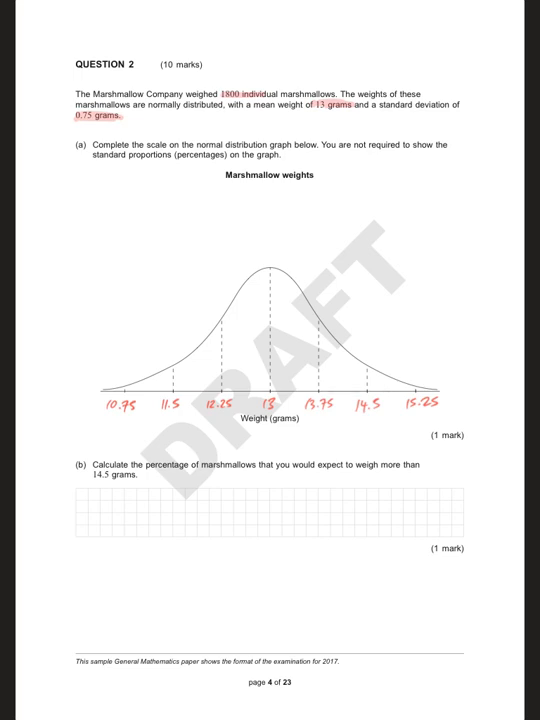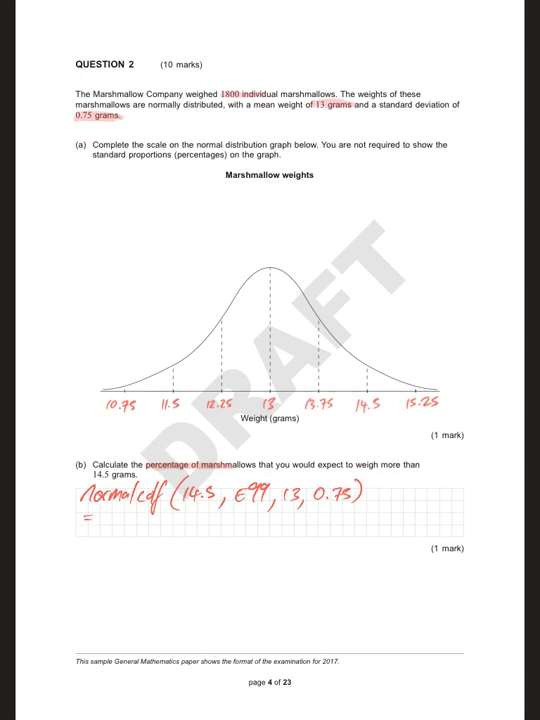Calculate the percentage of marshmallows you would expect to weigh more than 14.5. It's asking for the percentage, it's not giving it, so it's a normal CDF question. When you're working these out, you should always show how you worked it out. The lowest I'm interested in is 14.5, that's going to be the lower. The upper is going to be E99. The mean is 13, the standard deviation is 0.75.